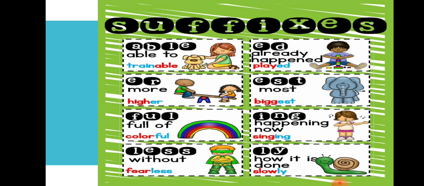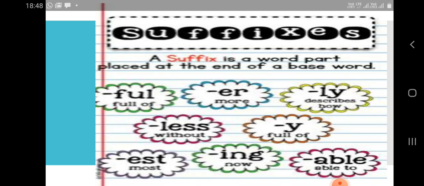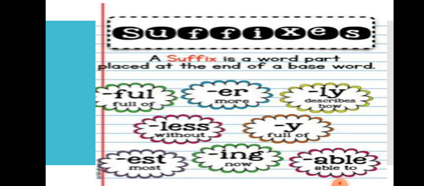Trainable, able is a suffix, and higher, er is a suffix, and colorful, ful is the suffix, and fearless, less is the suffix here. Played, ed is the suffix here. Biggest, est is the suffix here, and ing in singing is the suffix here. Slowly, ly is the suffix here. So we are going to see only about that. So probably ful, er, ly, less, y, est, ing, able.